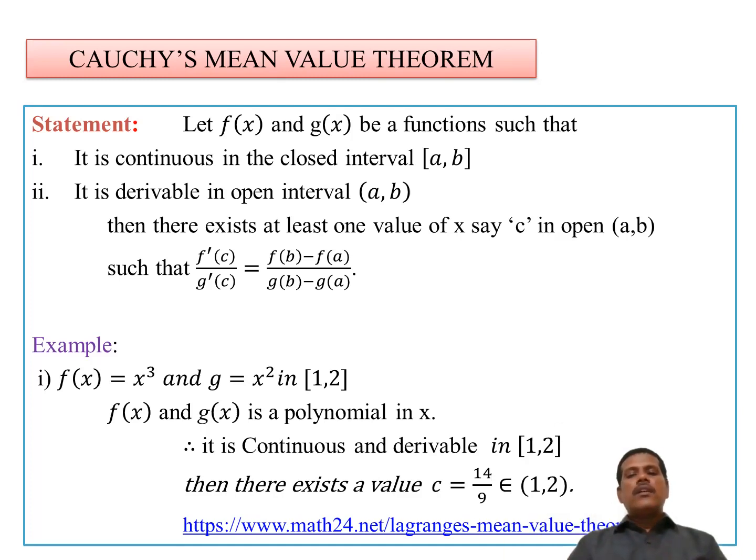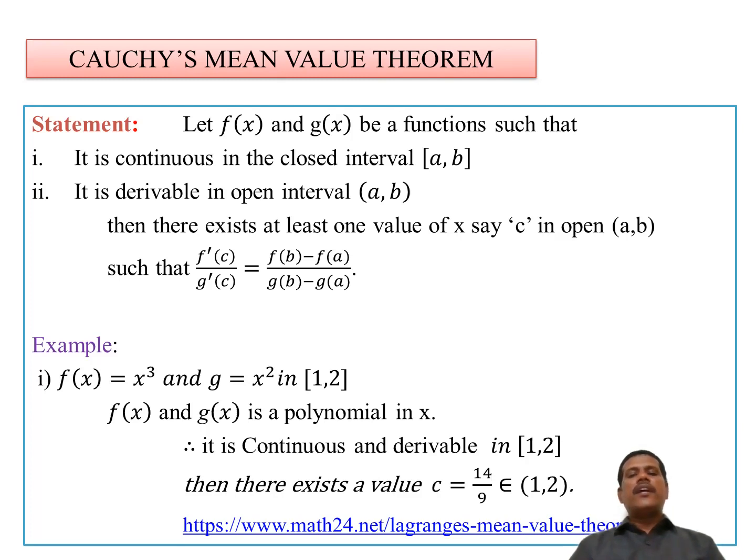For example, take two functions, f of x equals x cube and g of x equals x square in the interval 1 comma 2. Here f of x and g of x are continuous in the closed interval 1 comma 2, and these two functions are differentiable in the open interval 1 comma 2. Here g dash of x equals 2x. It is not equal to 0 for all x values belonging to the open interval 1 comma 2. So the conditions of Cauchy's mean value theorem are satisfied.